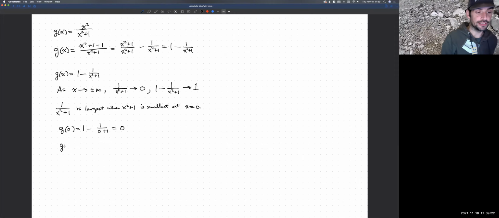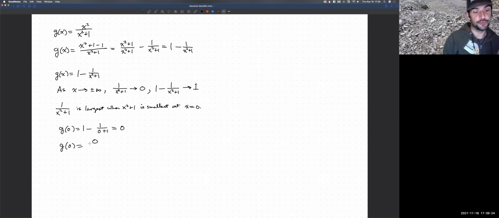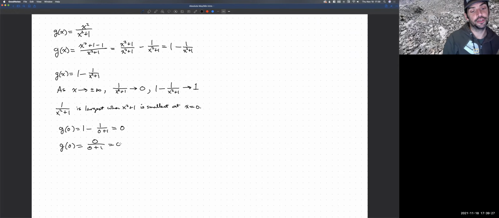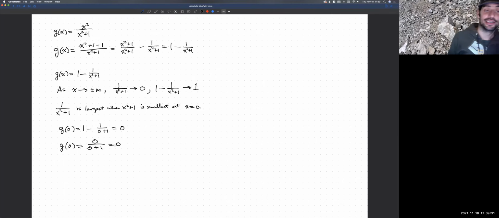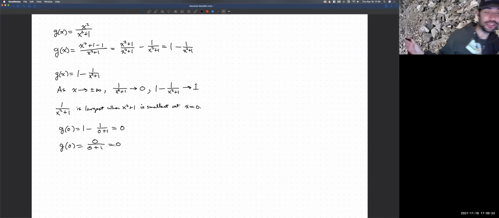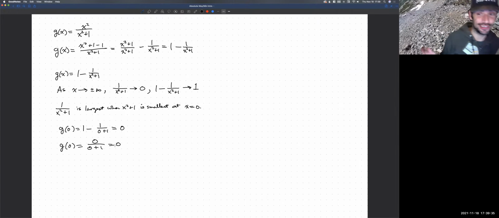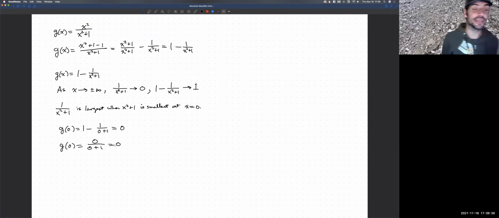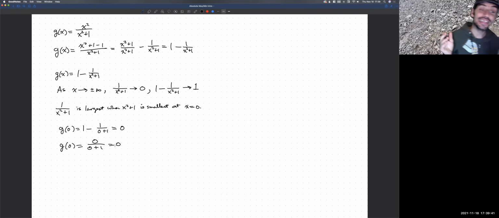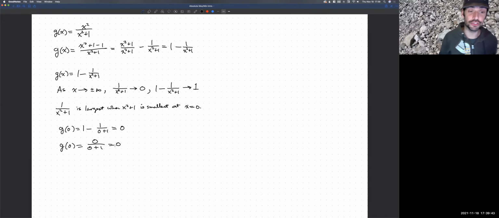You can also put it into the original form of the equation. We get 0 squared over 0 plus 1, which is 0, right? And so this is going to have to be the smallest, because as soon as we start putting in numbers that are different than 0, it doesn't matter if they're positive or negative, we're subtracting something, we're subtracting less from 1, so we get closer to 1.